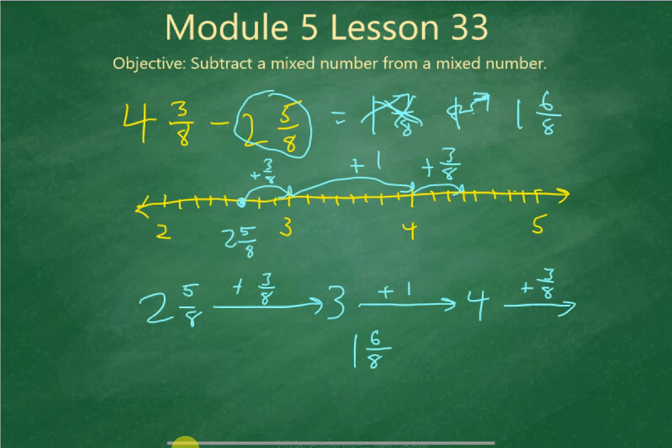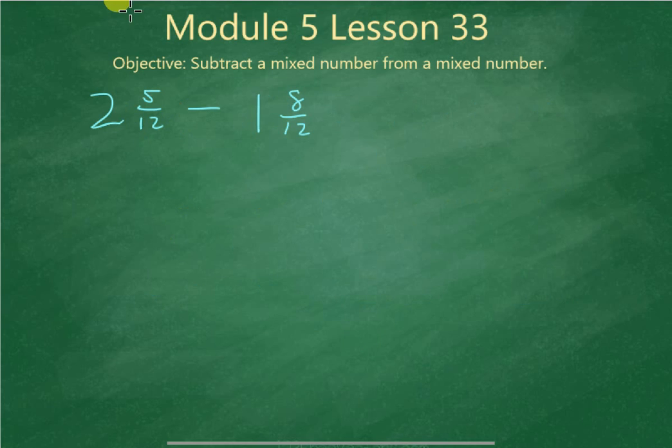Well, how could we do it another way? Let's try this adding up way again with another example. With this example, we won't do the number line this time, but we're going to start with 1 and 8/12, and we're going to try to get all the way up to 2 and 5/12.